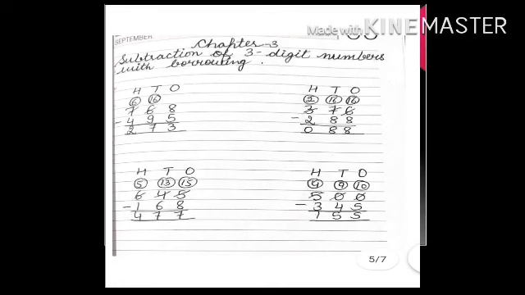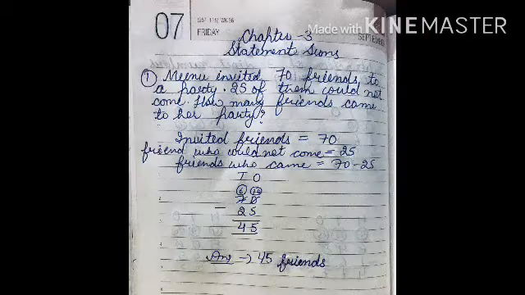Now open the next page. Write the statement and read it carefully. Meenu invited 70 friends to a party. 25 of them could not come. How many friends came to her party?